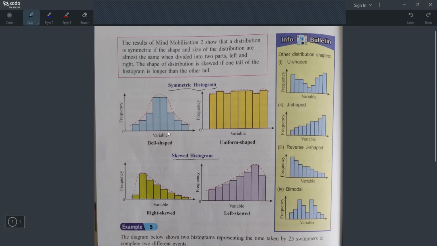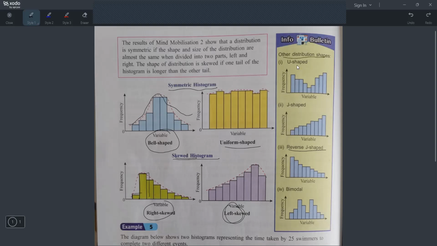So for symmetric, there are two types. It's either bell shape. You see, it looks like a bell, right? And then uniform is just like that, seragam, serata, right? Then what about skewed histogram? It can be right skewed, it can be left skewed. If it's right skewed, it will look exactly like the reverse J shape. But it's a little bit different from the reverse J shape, because reverse J shape starts at the highest and then declines, right? This one has one low first, then the highest, and then goes down, right? And then left skewed is the same thing, just the opposite direction, right?